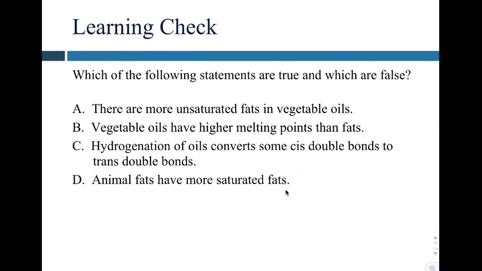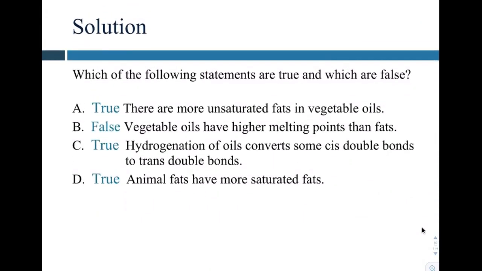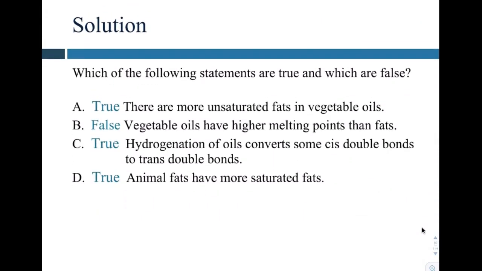And so if you want to try a little true or false, go for it. There are more unsaturated fats in vegetable oils. Well, if it's an oil, there's got to be more unsaturated fat in it because it's a liquid, right? Vegetable oils have higher melting points than fats. Well, fats are solid, oils are not solid, so they don't have higher melting points.